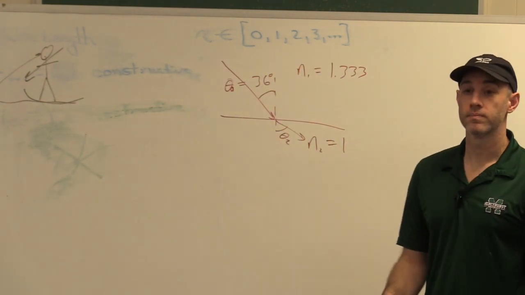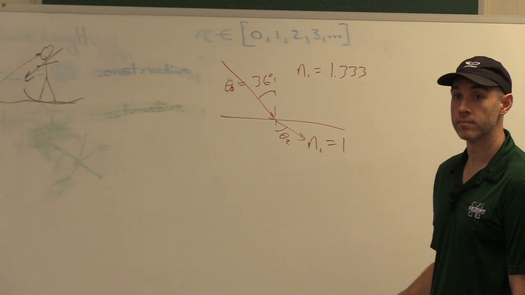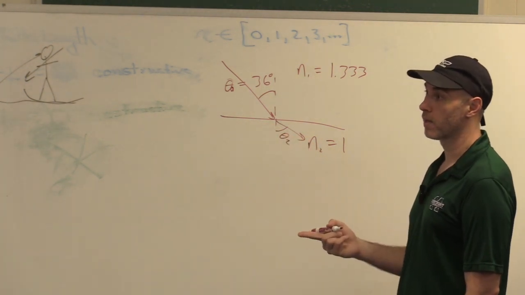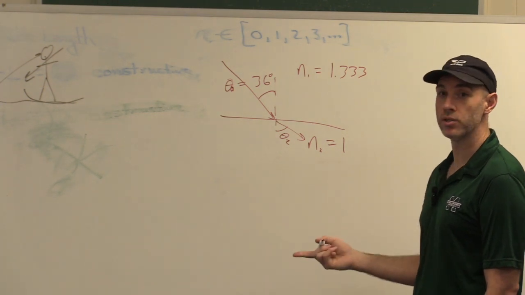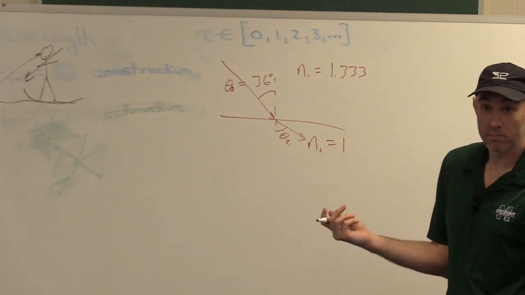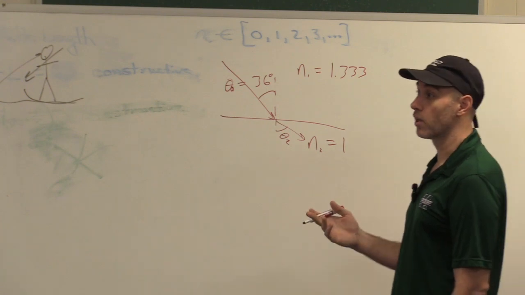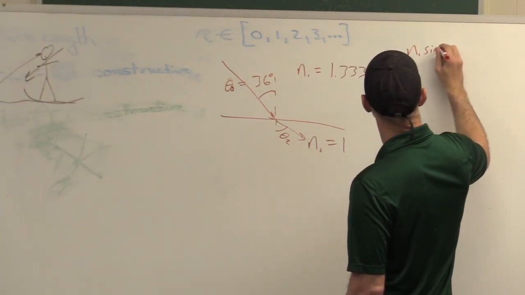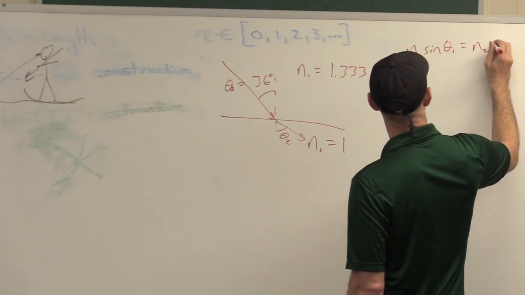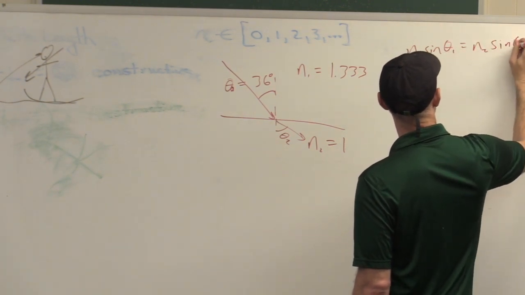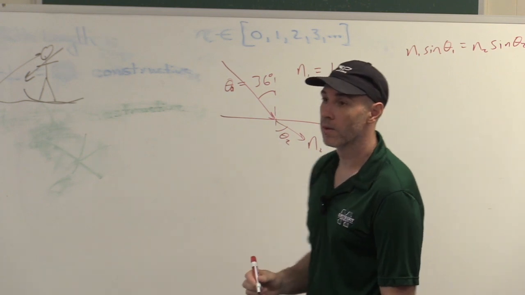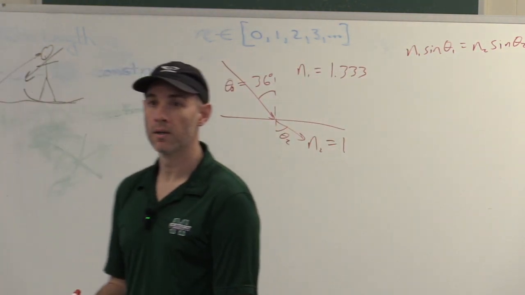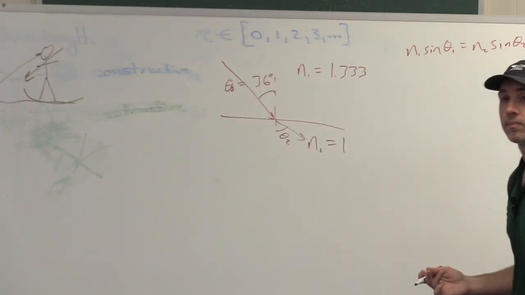How are we going to find it? That equation right there. So we know several things. We know N1, we know theta 1, we know N2. The only unknown is theta 2. So we're going to try to find theta 2. N1 sine theta 1 equals N2 sine theta 2. Doing our algebra, what's the first step? What am I going to do? Solving for theta 2, what's the first step?